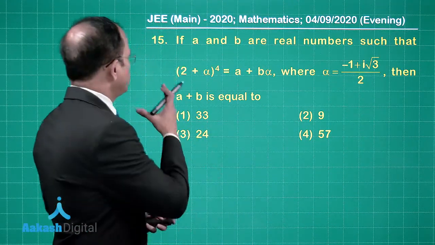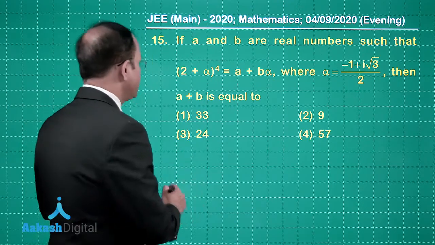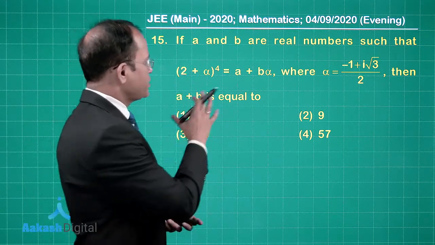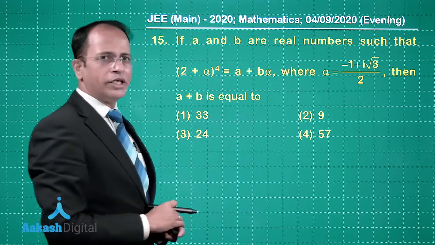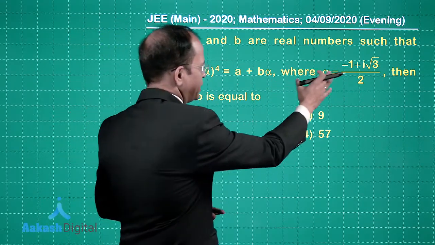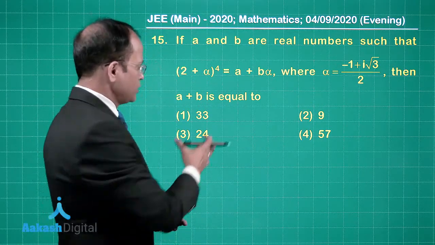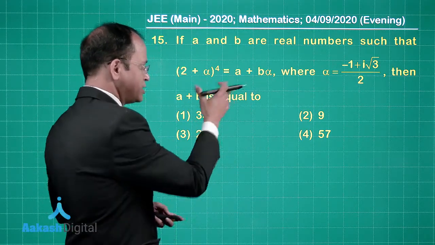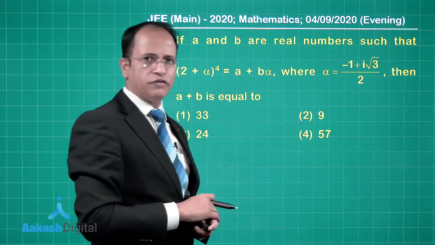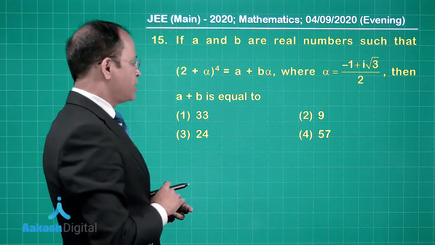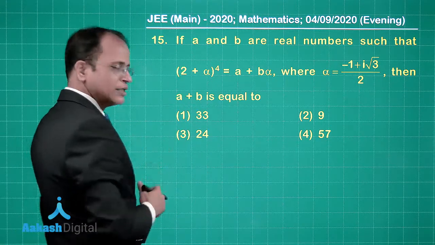Now friends, let's talk about question number 15, a very interesting problem. You can just have a look at this part. A and B are real numbers such that 2 plus alpha raised to the power 4 is equal to A plus B alpha, where alpha is minus 1 plus iota root 3 by 2. So we can just have a look at this sum and see it's a problem based on complex roots of unity, that is cube roots of unity we are talking about, right? Now A plus B is equal to what?